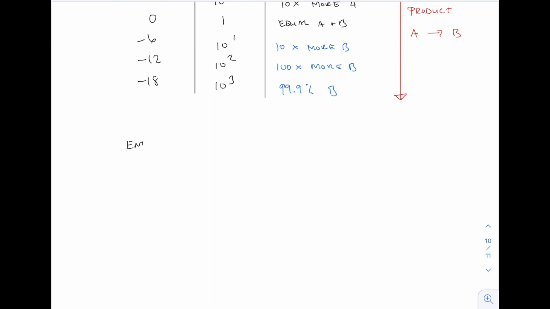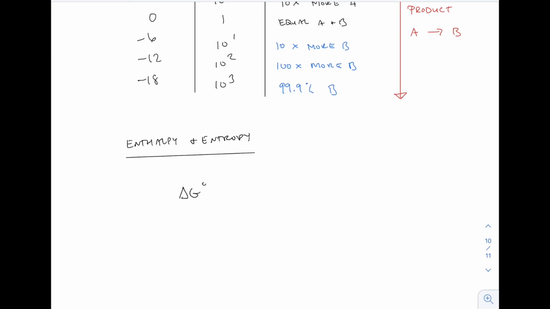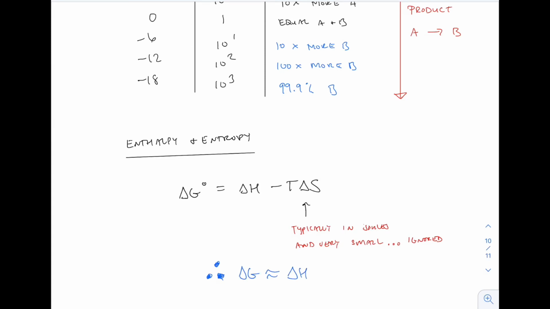Kilojoules per mole. We also have another equation that relates kilojoules and moles, right? Enthalpy and entropy are some other variables. And remember, delta G is equal to delta H minus T delta S, where delta S is the entropy and delta H is the enthalpy. Also remember, delta S is typically discussed in terms of joules, while delta H is discussed in kilojoules. So that means those delta S values are pretty small and can often be ignored depending on the conditions of the reaction. But what that means is delta G is approximately equal to delta H.